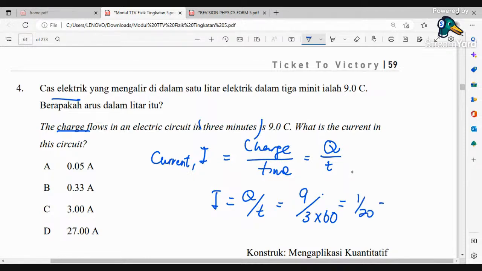Simplify is 1 over 20. So we get the answer will be number 4. Jawapan. I get 0.05.